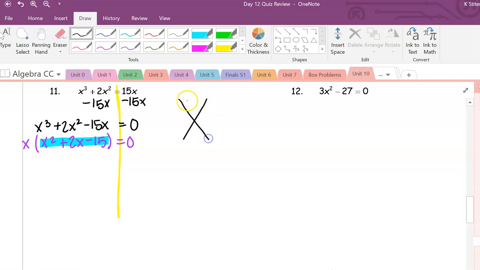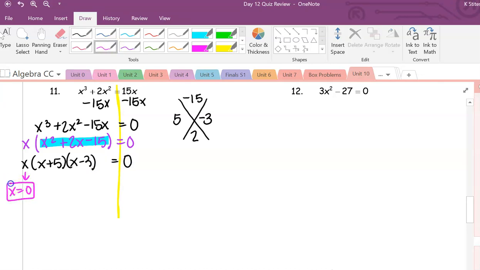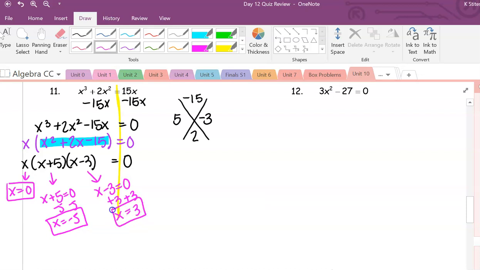Okay, so we're going to multiply to negative 15, and we're going to add to 2. And again, this will be a 5 times 3, but we want the 2 to be positive, so it'll be 5 minus 3. And now we solve. Set x equal to 0. This one's done. Set x plus 5 equal to 0. And subtract 5 over, so negative 5. And x minus 3 equals 0. Add the 3. x equals 3.